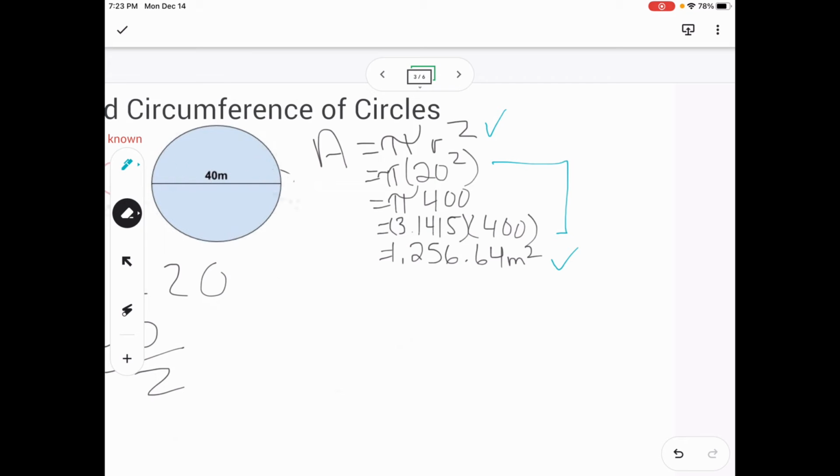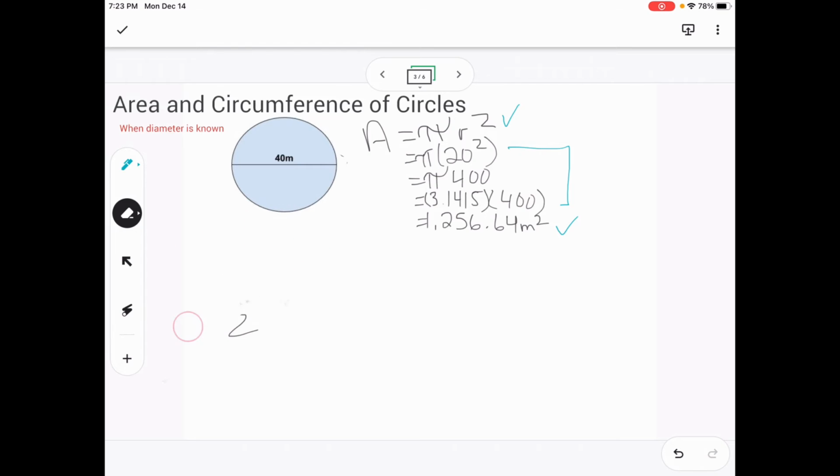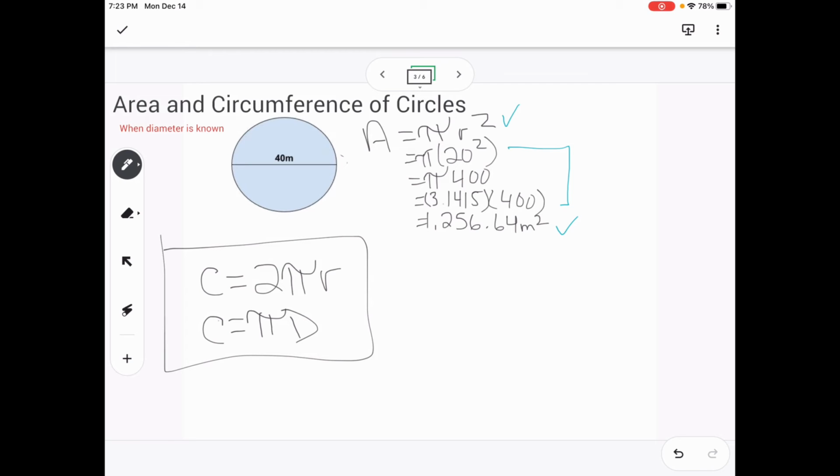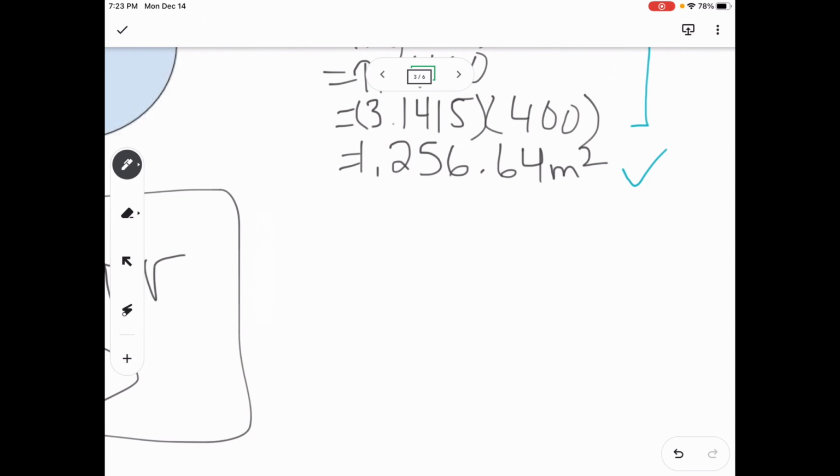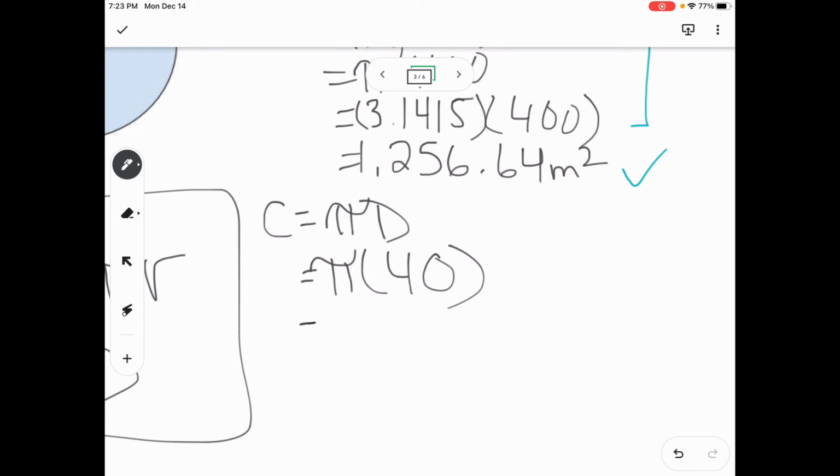Now, when you're trying to find the circumference, I know I showed you in the last video that the equation for finding the circumference of a circle is 2 pi r. But circumference also allows us to use the equation of pi d, or pi times diameter. So in this video, I'm going to show you how to use pi times diameter. So again, I'm going to write my equation, and then I'm just going to start plugging in the information that we know.